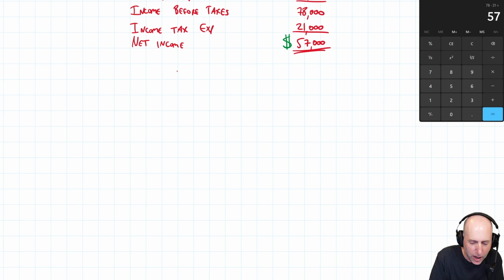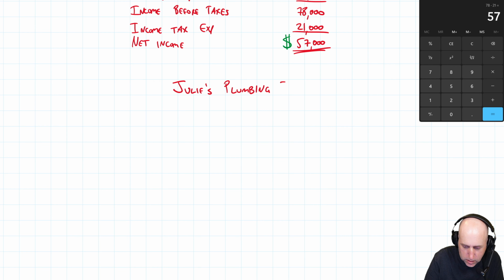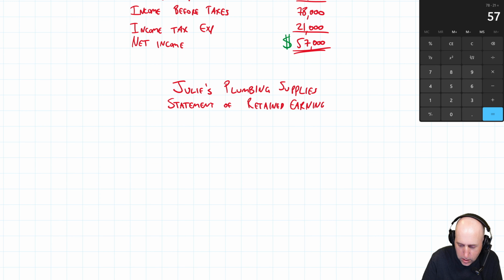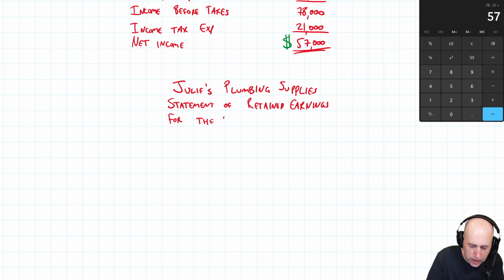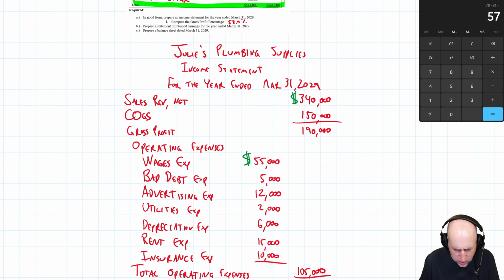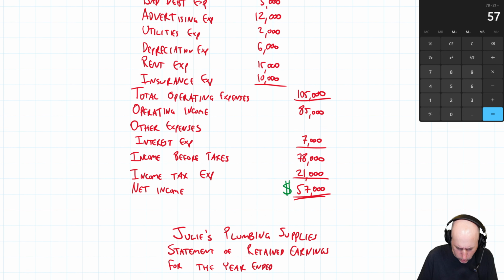So let's start with a title, name of our company, Julie's Plumbing Supplies. Name of the financial statement, we are preparing a statement of retained earnings. And statements of retained earnings are dated just like the income statement, for the year ended, and then the date. And I think this was March 31st, yeah, March 31st, 2029.